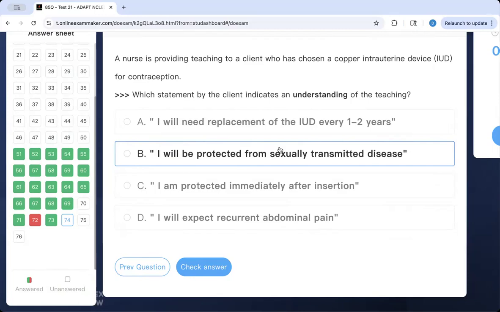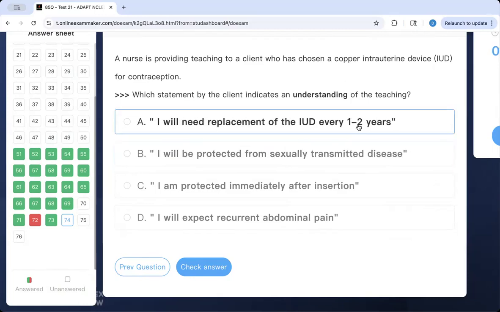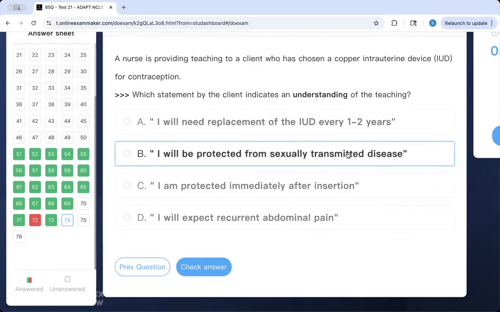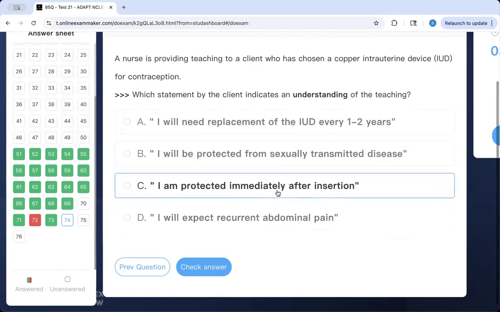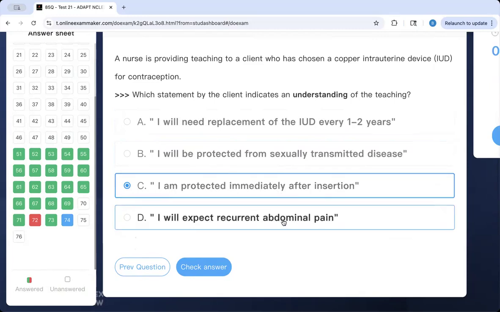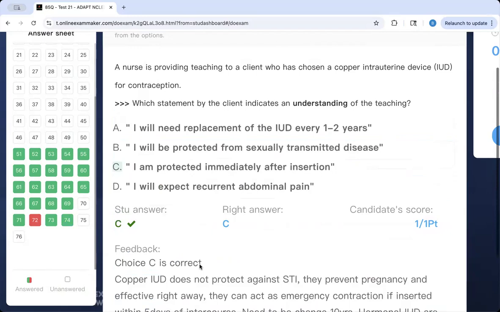If I give you a copper IUD, which statement is true? You don't need to replace it every 1 to 2 years. It can last up to 10 years. You are not protected from sexually transmitted disease, but when you insert it, you're protected right away. So you cannot have babies right away. You can act right away. The copper is very effective. If you have recurrent abdominal pain, it means you're bleeding.